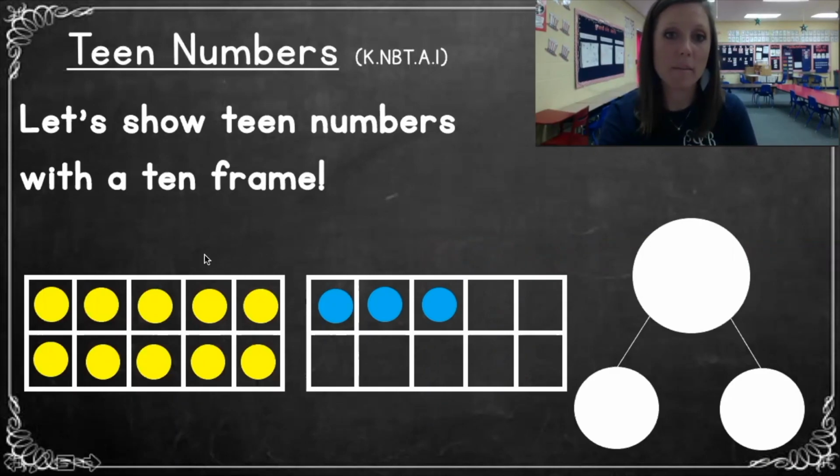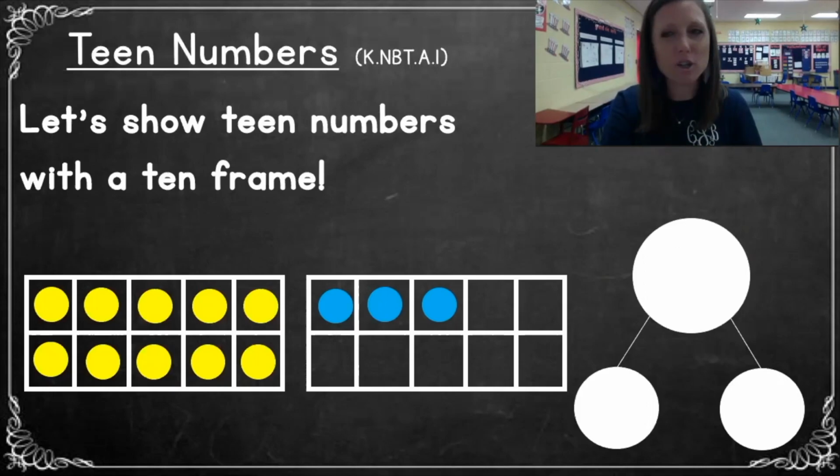Remember, a 10 frame has 10 boxes in it. So I have two 10 frames, and I've got yellow counters in one and blue counters in the other. I notice in my first 10 frame, where the yellow counters are, every box is filled up. That means I have 10. I don't even have to count them. I know that it's 10.